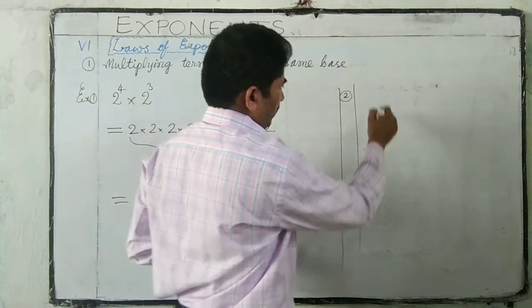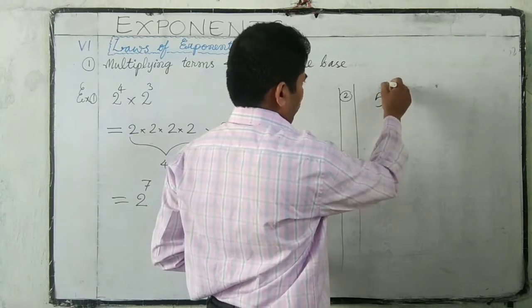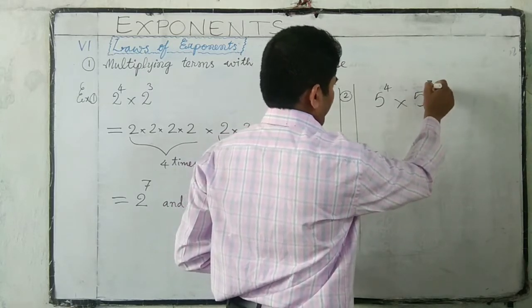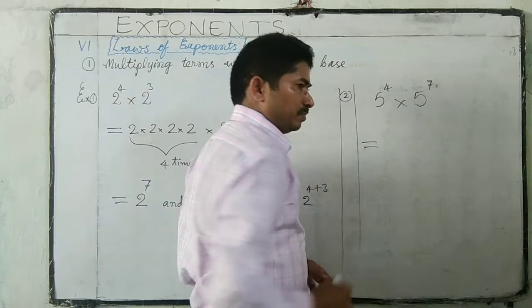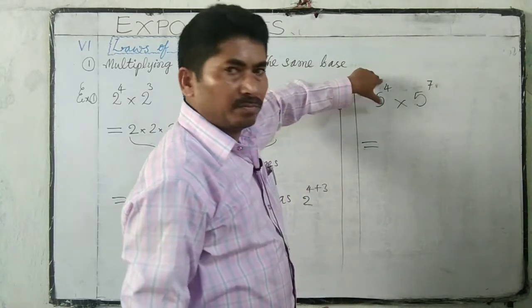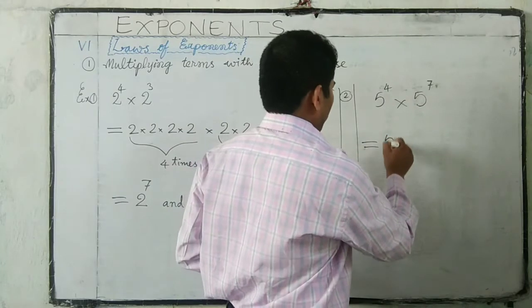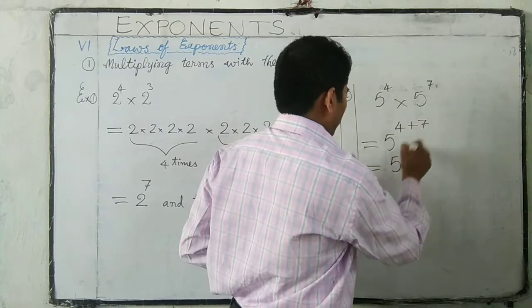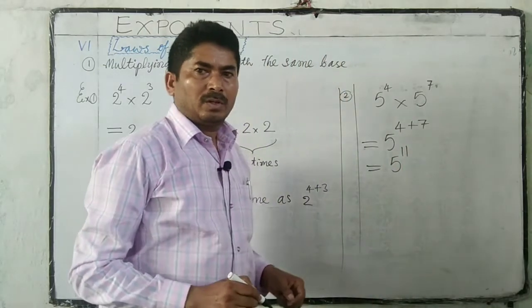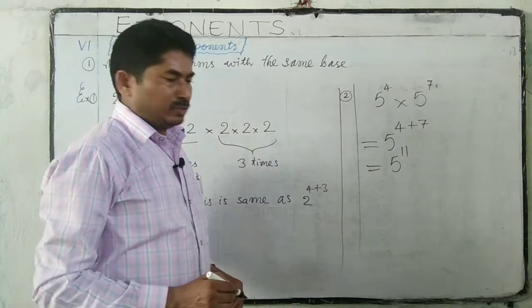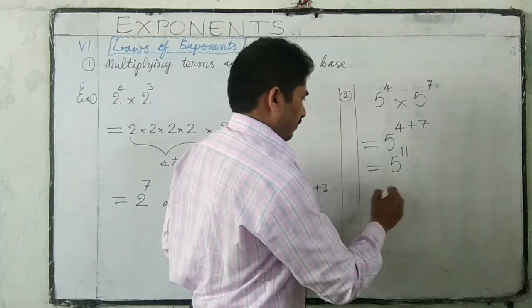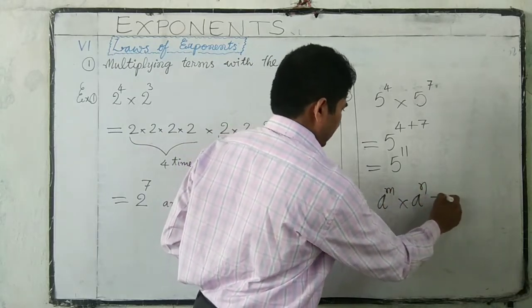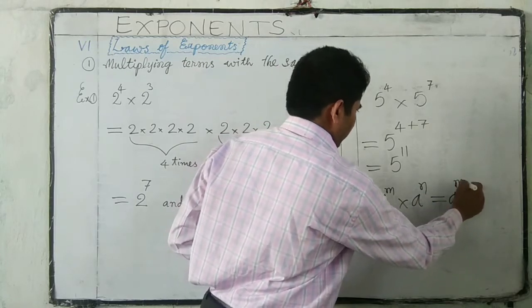Example 2. 5 to the power of 4 into 5 to the power of 7 is equal to 5 to the power of 4 plus 7, which is 5 to the power of 11. By observing these two examples, we can write a formula: a to the power of m into a to the power of n is equal to a to the power of m plus n.